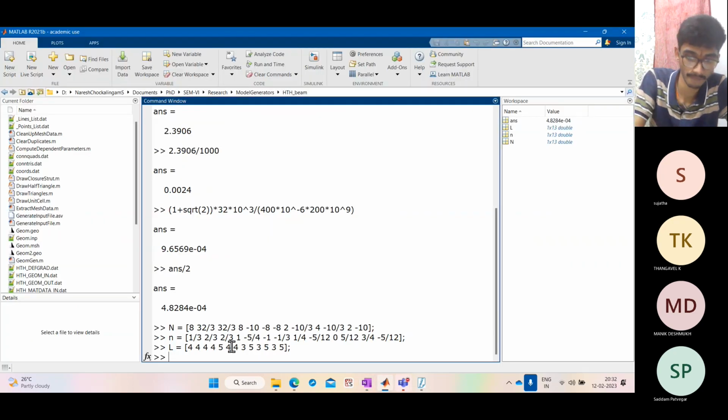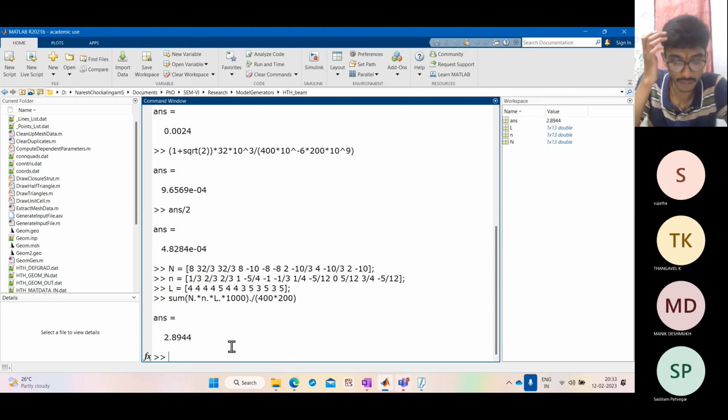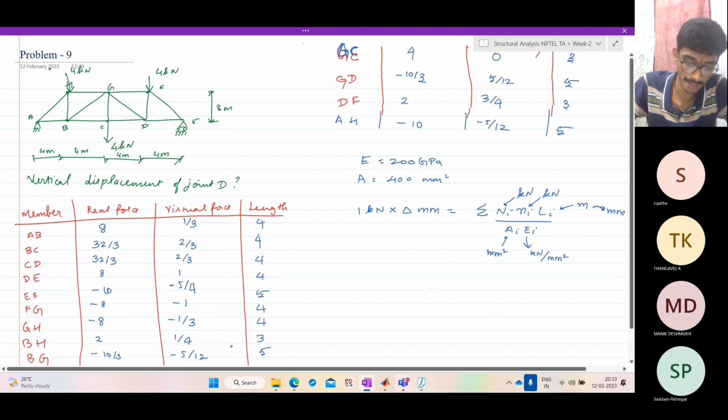So we have the sum of n dot star L star 1000, divided by 400 mm square into 200 GPa. So we get the answer, delta at the point D, as 2.89 mm.